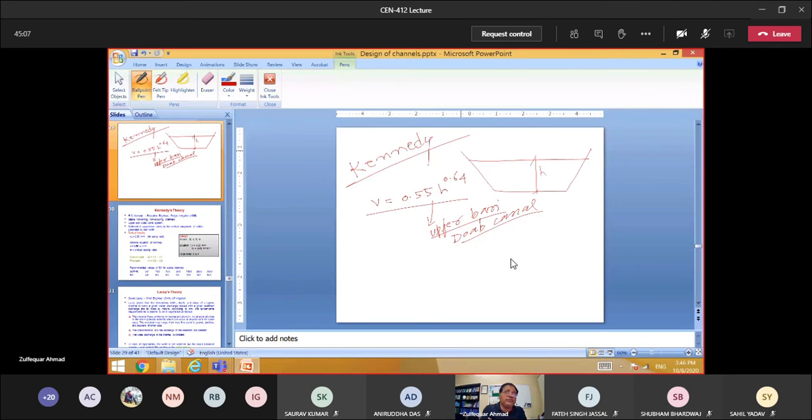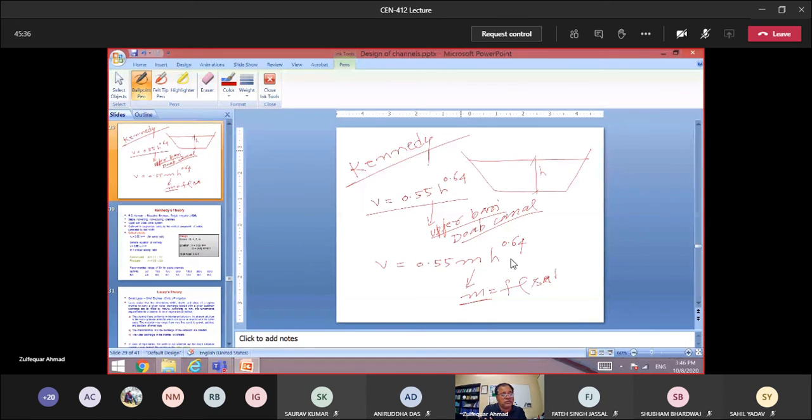But for the other canals which have other sediment sizes, he introduced a factor, and the notation here is m: V = m × 0.55 h^0.64. The value of m is a function of the sediment size. So actually it started with this Upper Bari Doab canal system and was extended to the others.